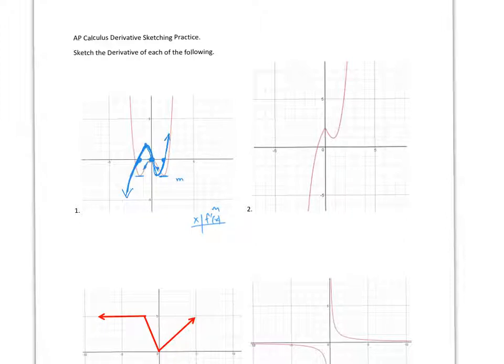Now for number 2, same type of thing is happening. I want to find the horizontal tangents right there, so that's going to be a 0. This is actually a kink. When I created the problem, I wanted to make it a kink, so I'm going to tell you right now that this is a kink. So you have a smooth curve and a smooth curve that meet up at a kink. Since it's a kink, that means the derivative is going to be undefined there.